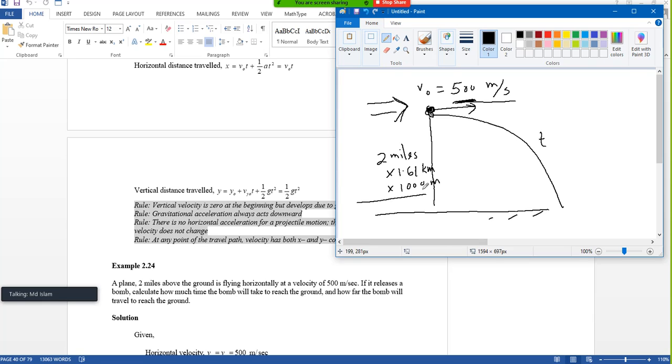I found 3220 meters. That is our height. Now we need to find t. We know our vertical velocity at the start was 0, but we do not know the velocity at the ground. Now how to find it? A different way. Let me make it bigger to understand the question. The question is what is the time, and then what is x, the horizontal distance.